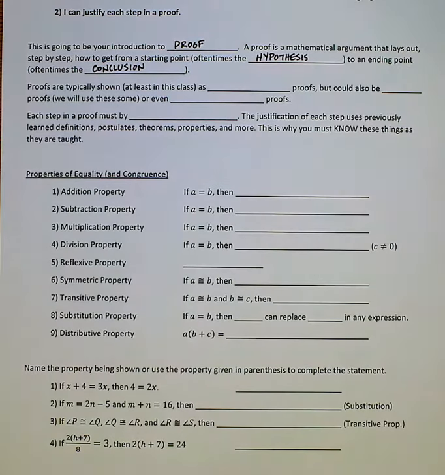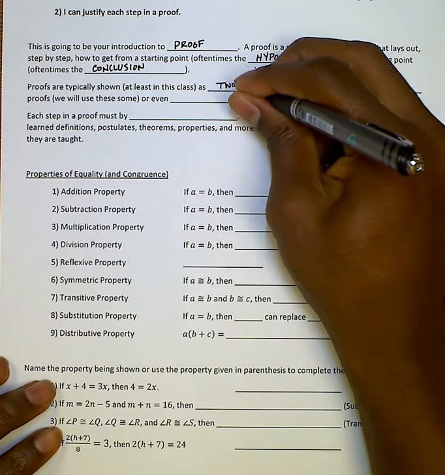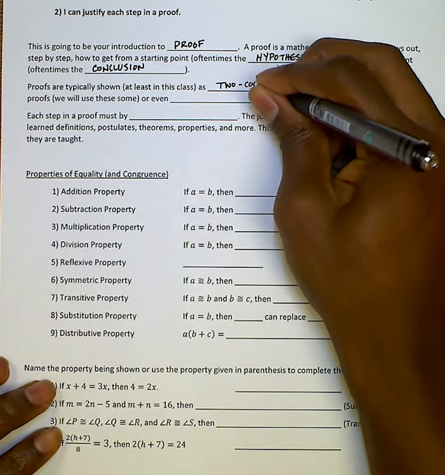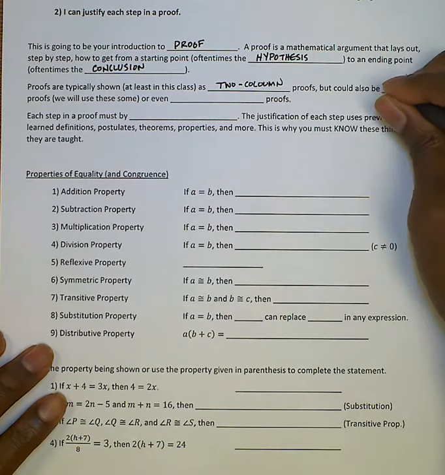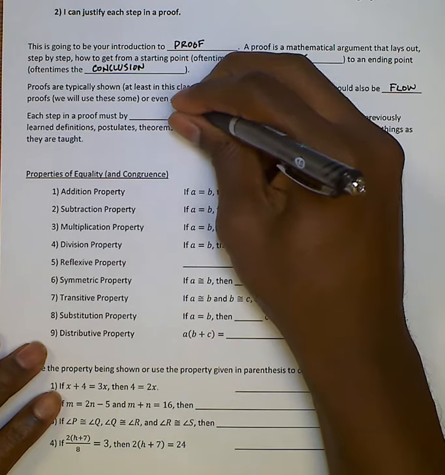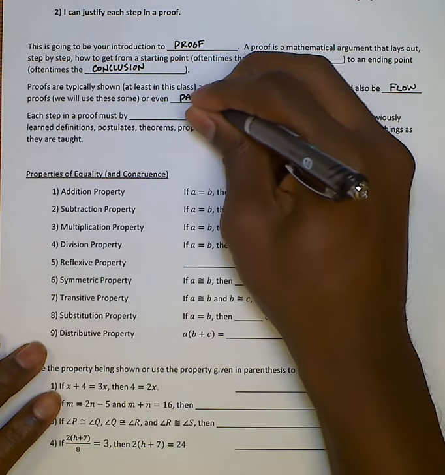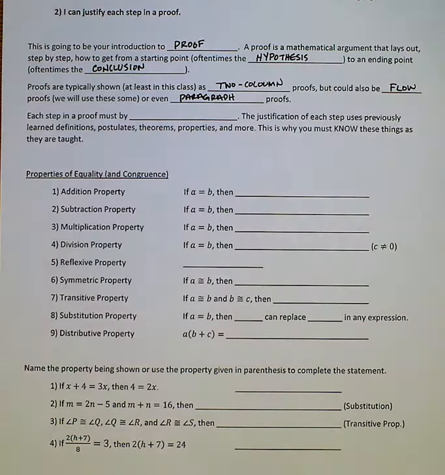Proofs are typically shown, at least in this class, as two-column proofs. But they can also be flow proofs or even paragraph proofs. They all show the same information, so usually if you can do one, you can do the others. Usually if you can do a two-column proof, you can do the others pretty easily.